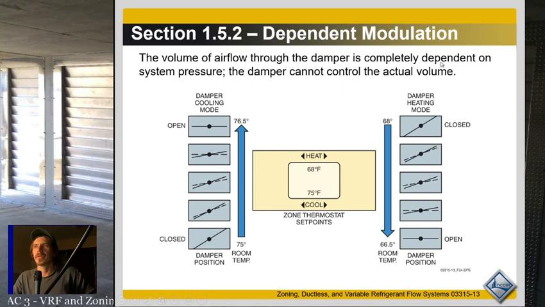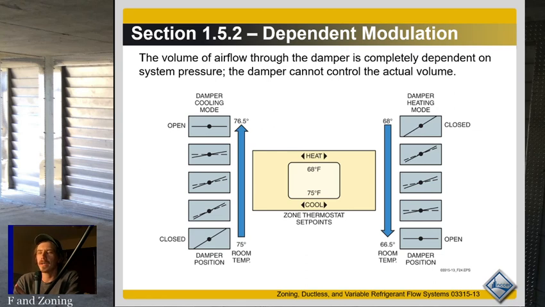The volume of airflow through the damper is completely dependent on system pressure. The damper cannot control the actual volume. I don't know if I like that being stated that way, because on most systems that you're going to encounter, yeah, the amount of flow is going to be dependent on the system pressure. And most systems are going to maintain a specific pressure because the system is going to be set to run at 1 inch of water column or 2 inch of water column or 5 inches of water column or whatever the case may be. So often you have a variable speed fan that will maintain a particular static pressure.